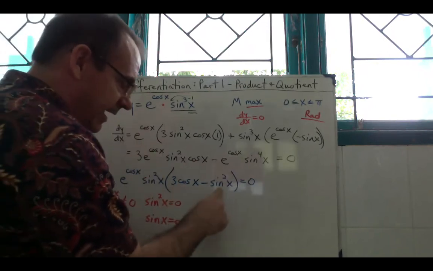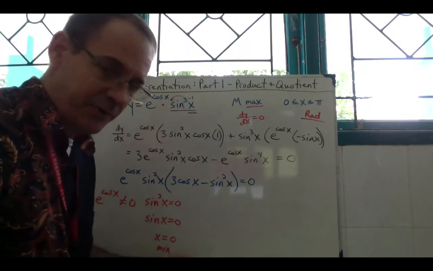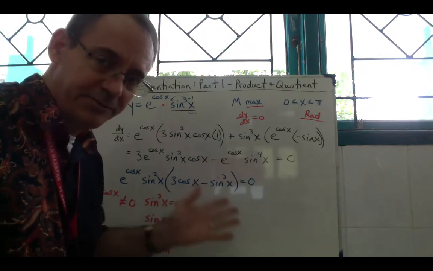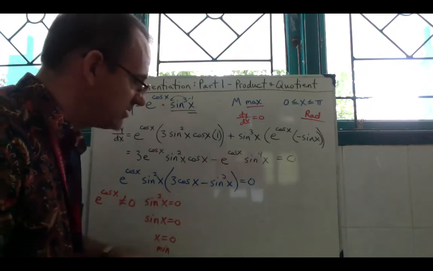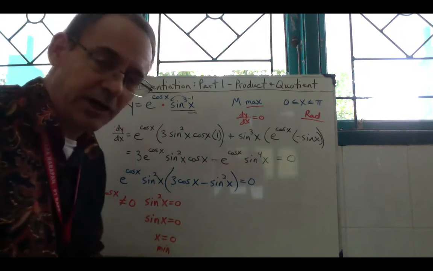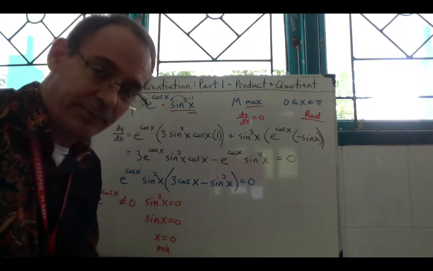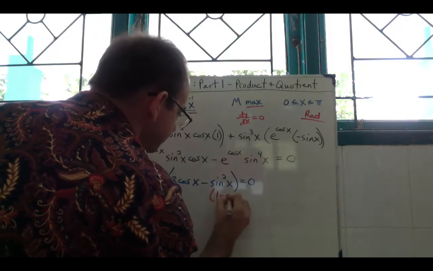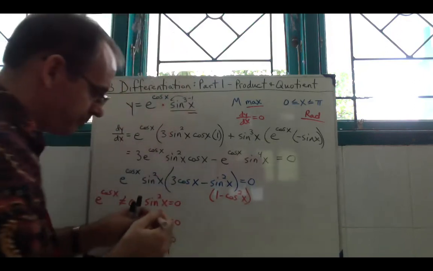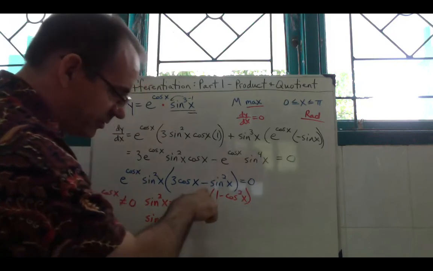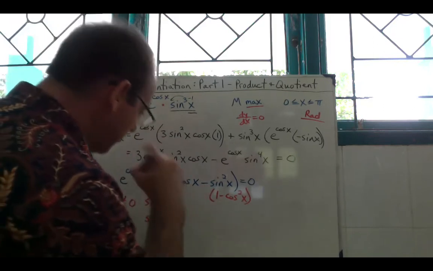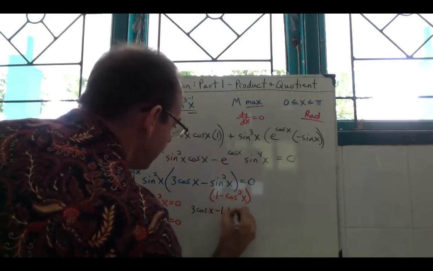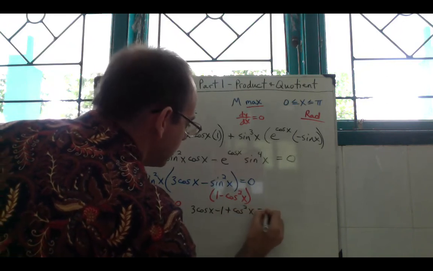Notice we have cosine and sine. Generally, if it was just cosine and sine, you could put one on one side, one on the other, divide and make it tangent. But this is a sine squared. So we can use our identity that we learned in Pure Maths 1 and also continuing into Pure Maths 3. This is 1 minus cosine squared x. Don't forget to distribute this negative here. So what we end up with is 3 cosine x minus 1 plus cosine squared x equals 0.